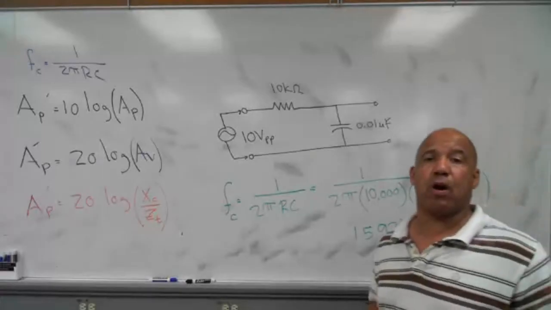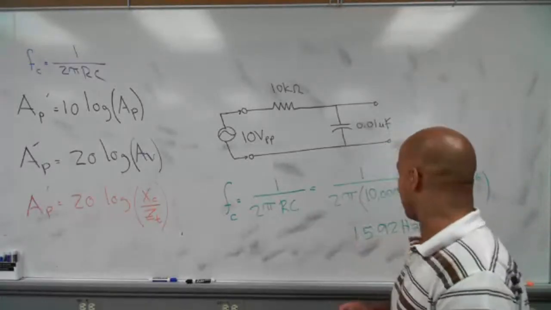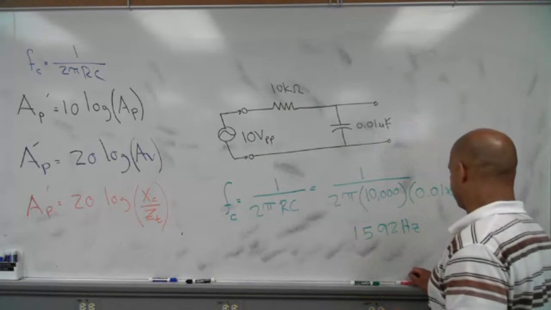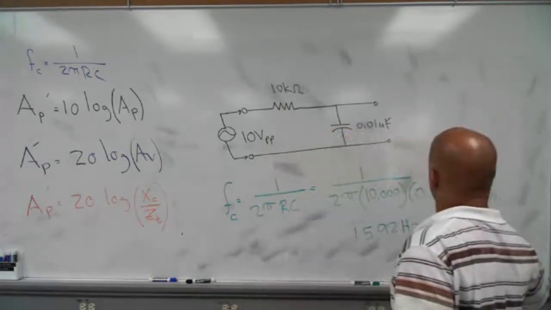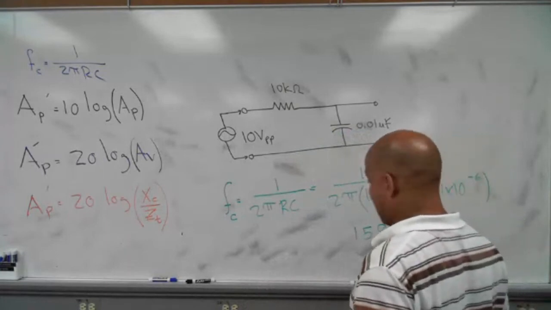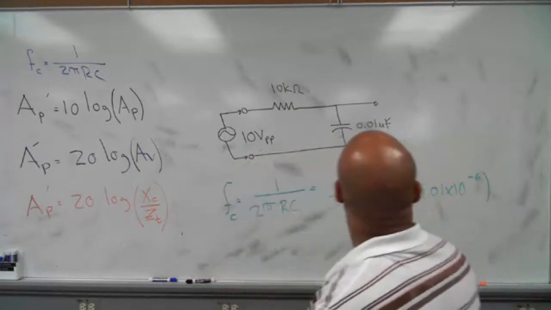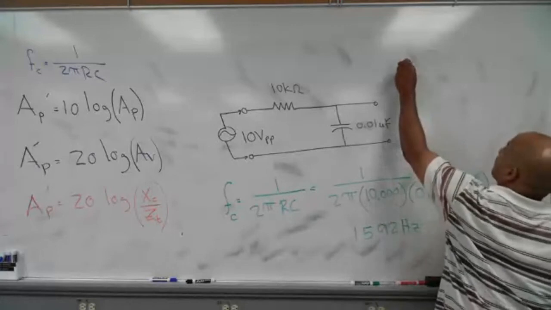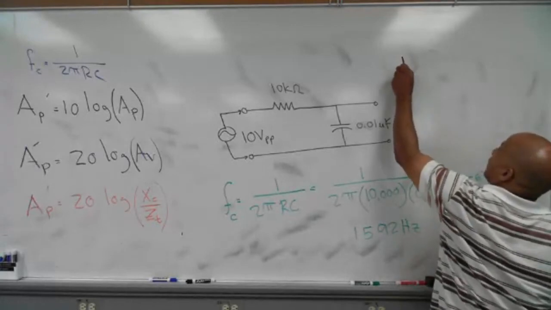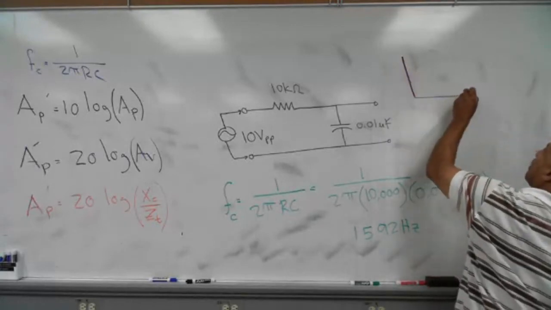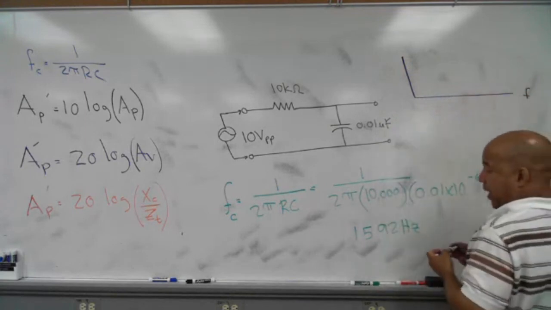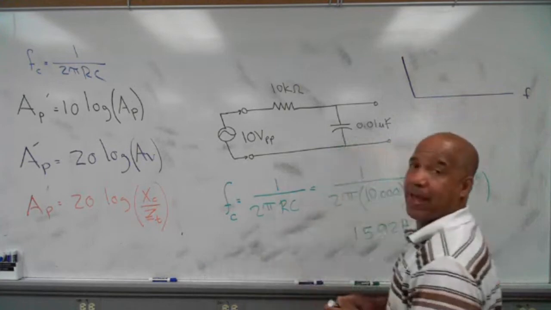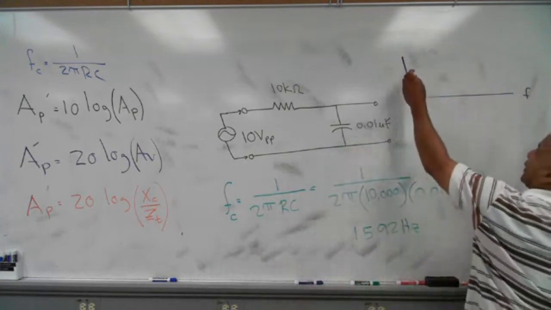All right, so now I want you to work off the graph. Okay, so work off the graph. Let me see here. Where's my purple? Right here. So let's make a graph. And what I know so far about the graph is it's a low pass filter. So I know the response looks like this.